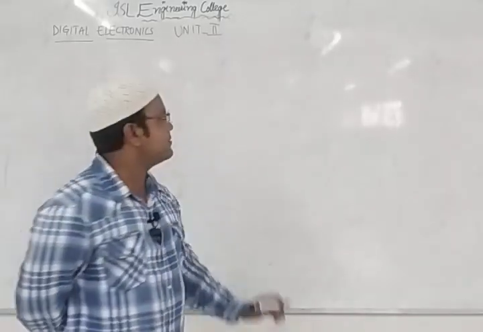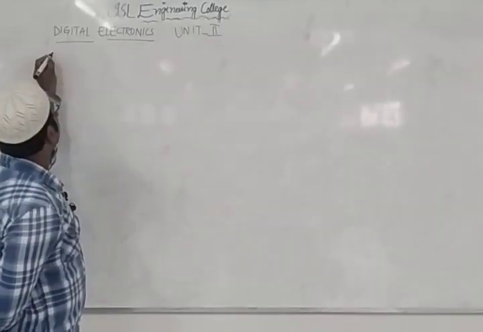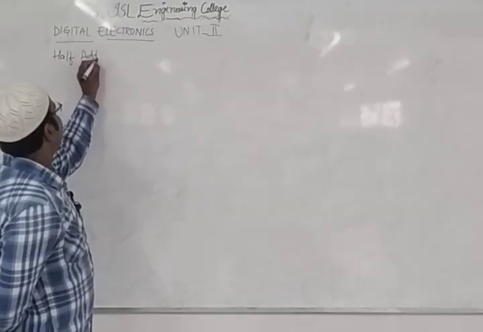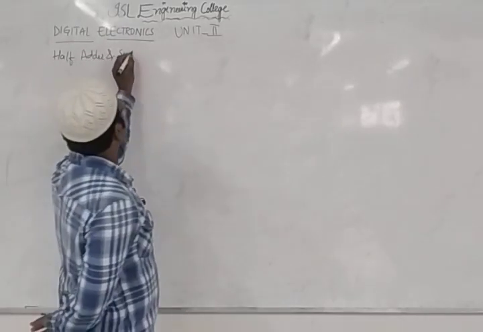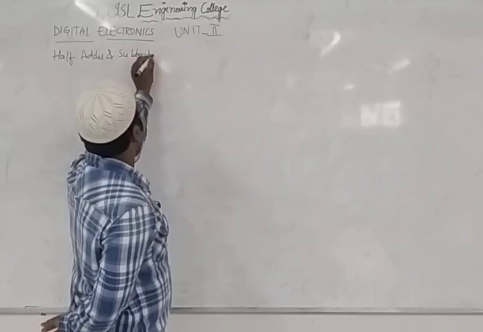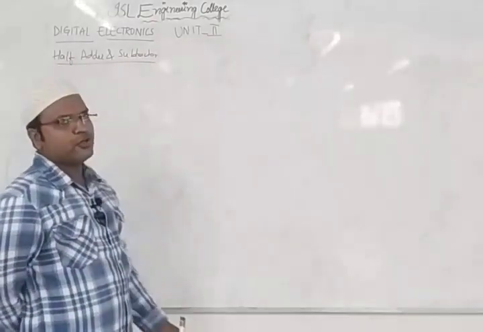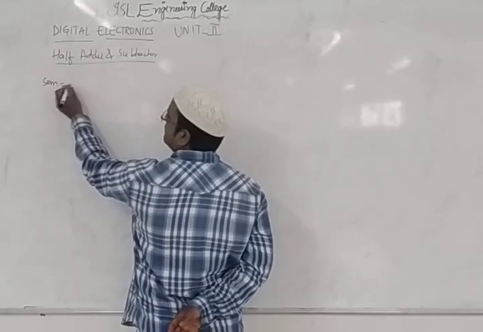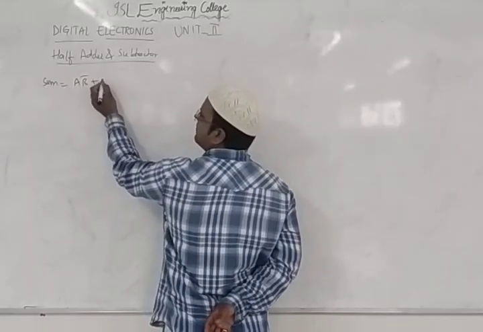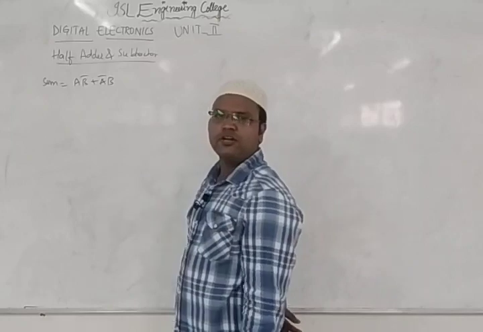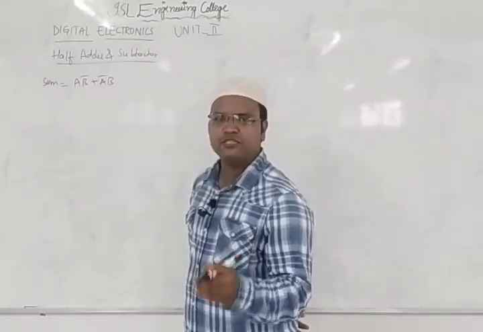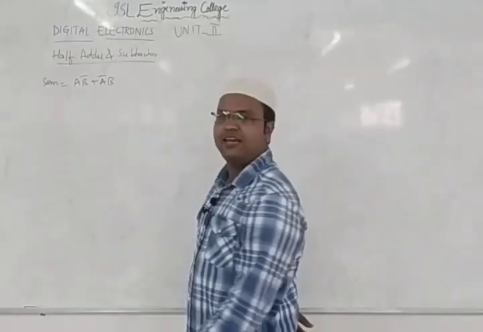The question asks to solve the half adder and the subtractor using NAND gates. Okay, so for doing this, we know what the sum is for a half adder. Sum is equal to A B bar plus A bar B. This we know, right? So what we need to do is, instead of using the basic gates, implement this particular function using NAND gates.